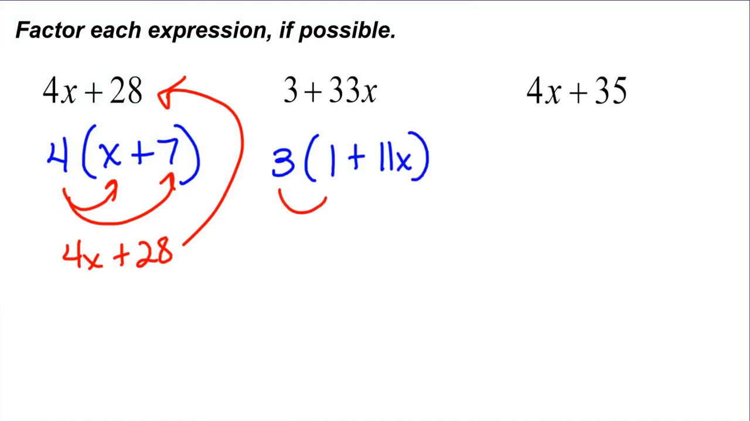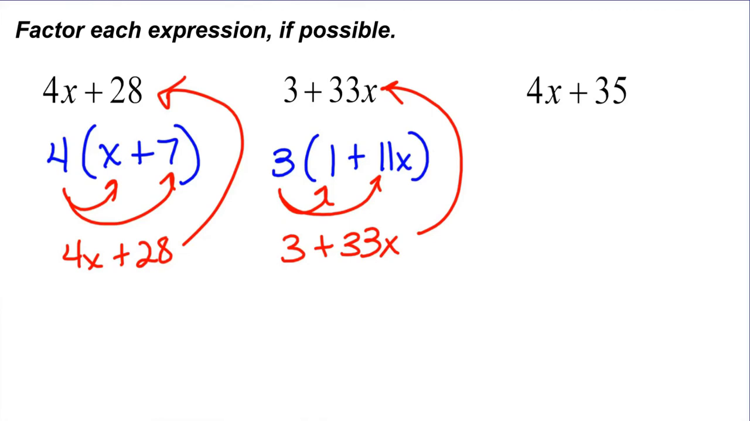Again, I'm going to double check to make sure. 3 times 1 is 3, plus 33x. That checks out. I did it correctly. Always remember to divide everything by that greatest common factor. A lot of students will only do the first term and then they'll get it wrong.